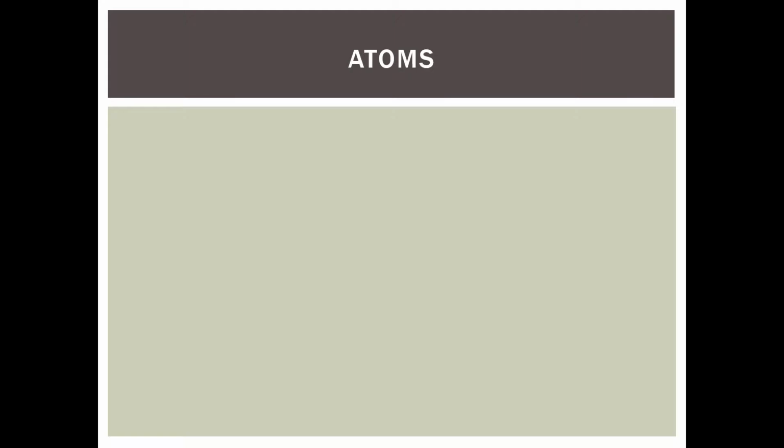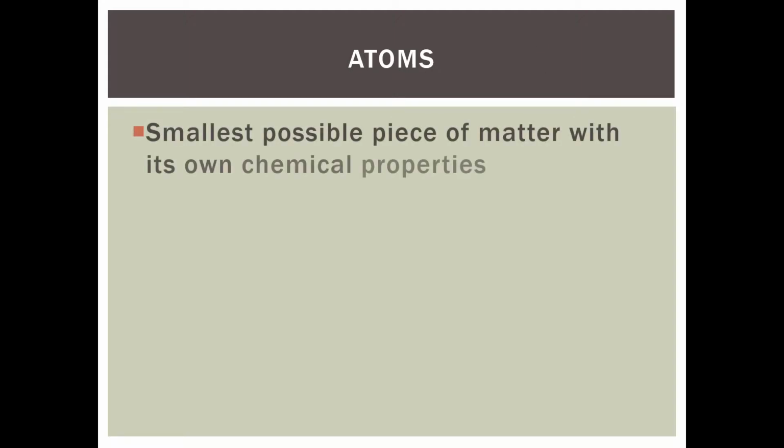Anyways, elements are made up of atoms. And atoms, by definition, are the smallest possible piece of matter that contains its own chemical properties. So they're not the smallest piece of matter, because we know that atoms are made up of subatomic particles, and then those subatomic particles are actually made up of even more things, but we won't get into that right now. So the atom is the smallest possible piece of matter that has its own chemical property.